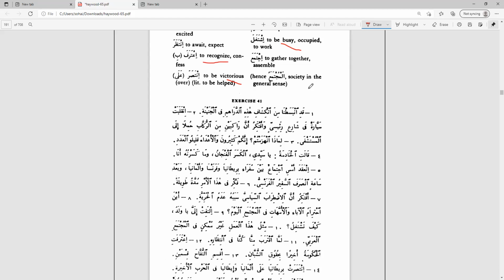Yeah. So who wants to? Suresh, you want to have a go at this? Yes, sir, I can try. Qad is indeed. Anbasatna is like to be pleased. Min al-inkishafi is from the disclosure. Hazihi is this. Darahin is from darham, the money. Fi junaynati is the Junaynati.